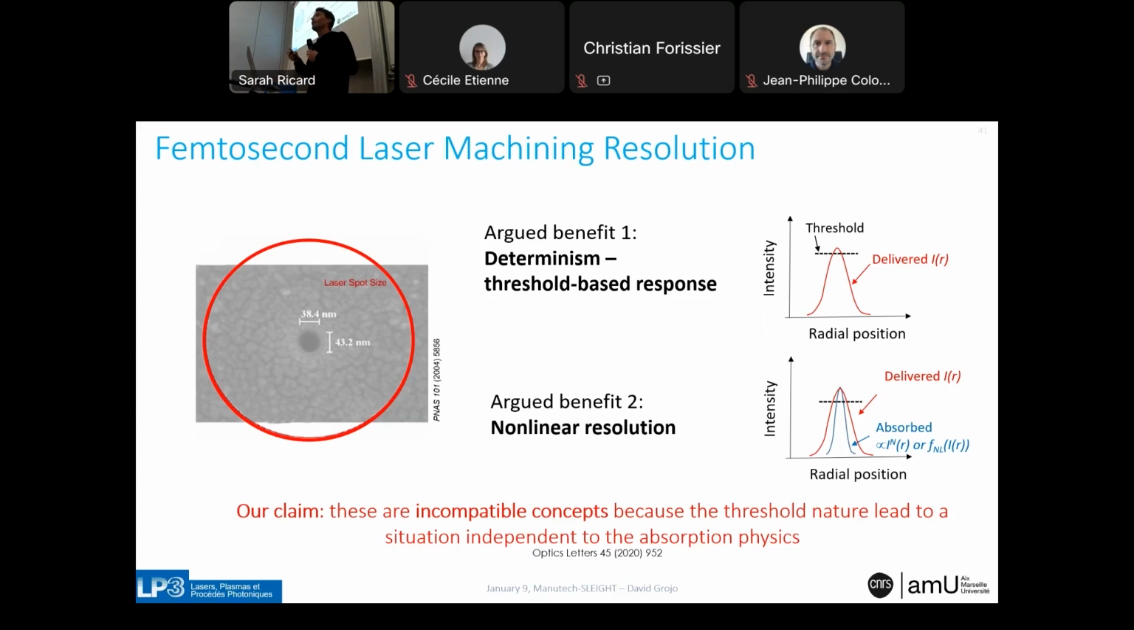So revisiting the question, changing the wavelength, actually, we realize that these two concepts should not be invoked, at least together.